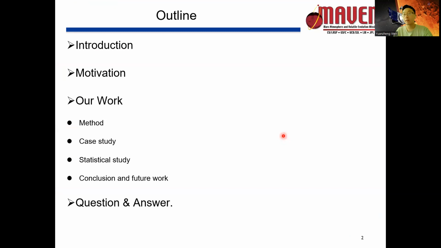So here's the outline of my work. First, I want to introduce the background and motivation of our work. Then I will talk about the details of our work, mostly including the method, results, and conclusion. And then we'll move on to the Q&A section.